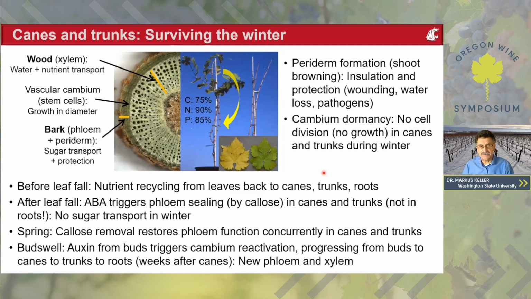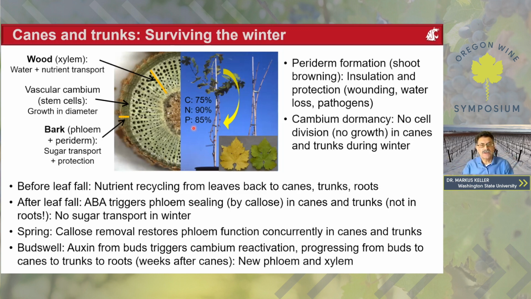I tried this. I looked at some leaves on the outside of the canopy and leaves that were just falling off on the inside of the canopy. The difference is about 75% carbon, up to 90% of the nitrogen, and about 85% of the phosphorus are recycled out of those leaves and put back into the plant for overwintering.